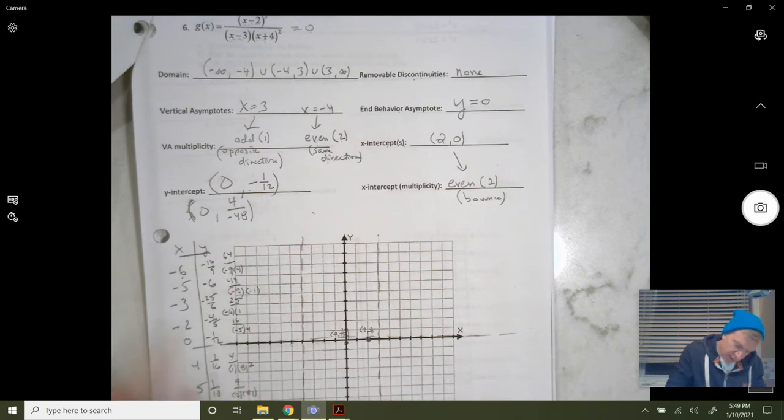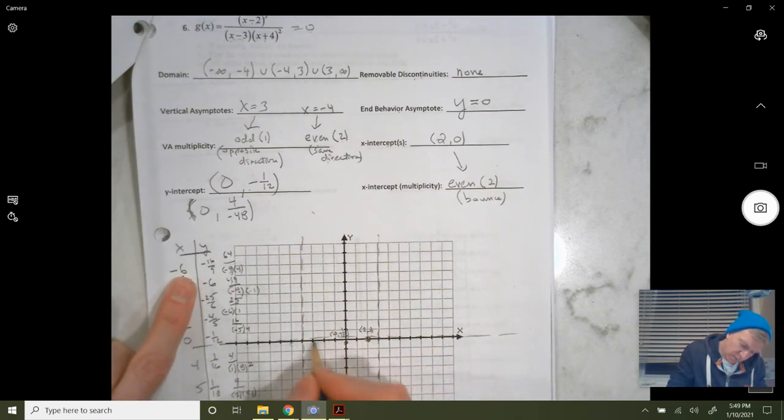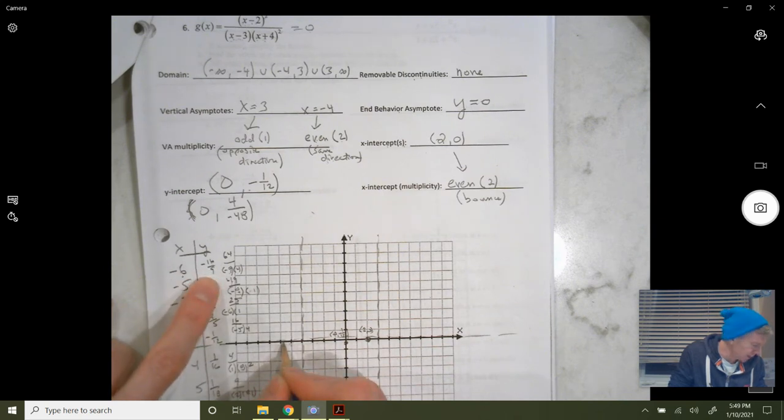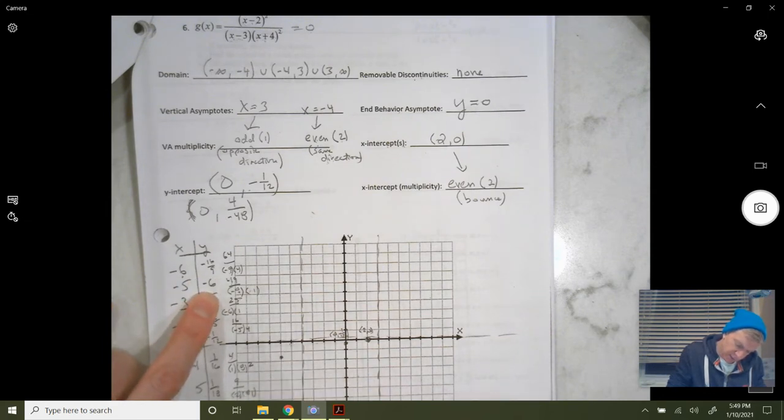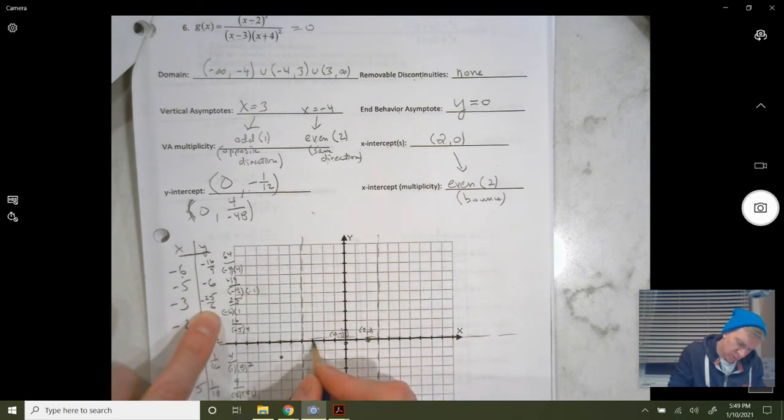Okay, so negative 6: 1, 2, 3, 4, 5, 6. Negative 16 over 9, that's a little less than negative 2. Negative 5, negative 6. Negative 3, negative 25 over 6, that's a little bit more than negative 4. Negative 2, negative 4/5.